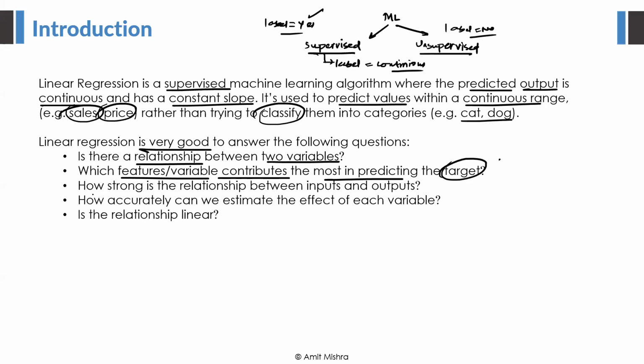Let's continue with the next part. How strong is the relationship between the input variables and output variables? This is also something you're able to identify. How accurately can we estimate the effect of each variable? Next is the linear relationship, which you are able to find. One more thing to remember is that we are trying to establish a linear relationship between y and x.